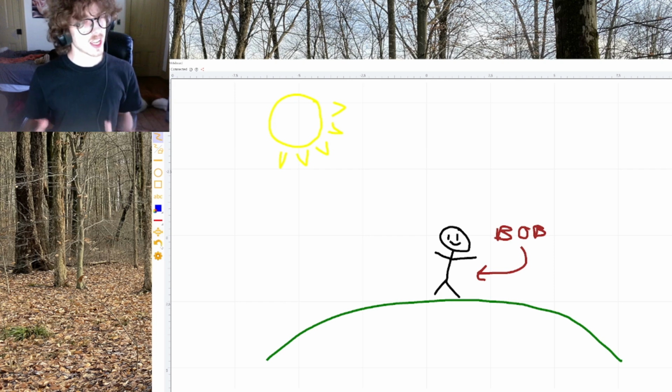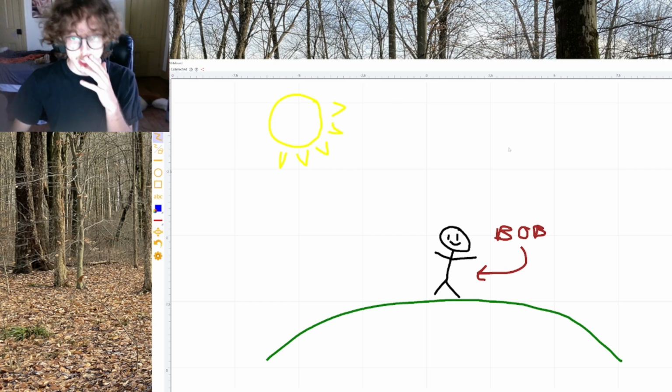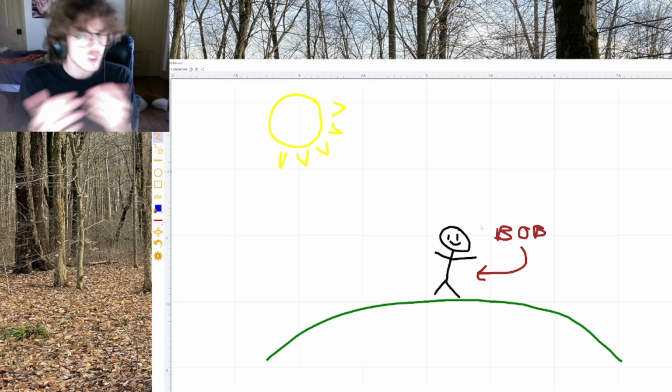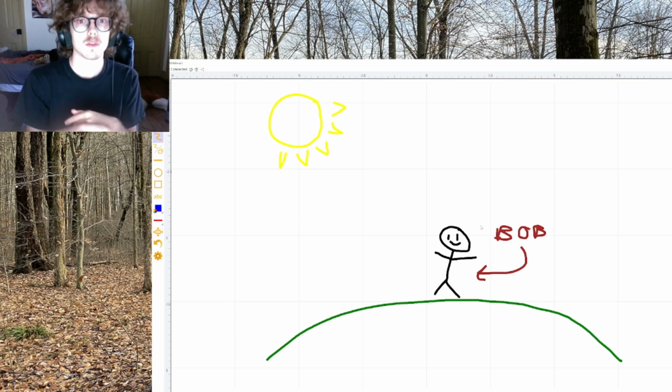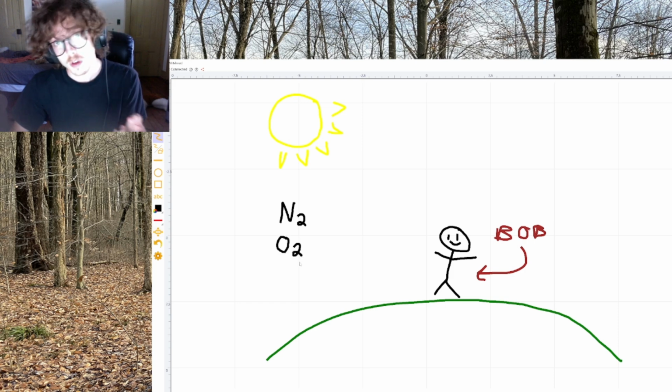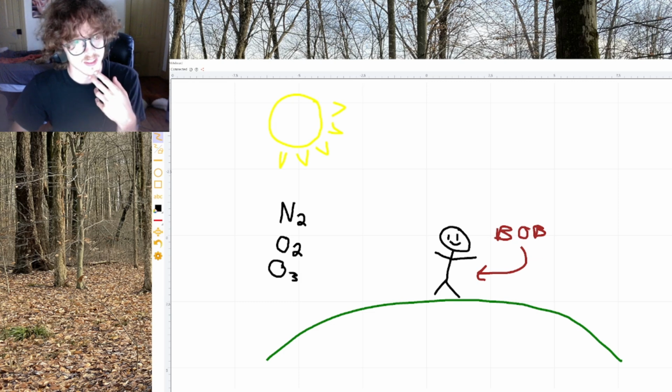Now, to understand ozone, you have to understand what the atmosphere really is. When you look in front of you and you go outside, you know there's something there. You know there's oxygen. Well, there's more than oxygen. The atmosphere is a mixture of gases, and this mixture consists of nitrogen, which is N2, oxygen, O2, ozone, which is O3, and we'll go into what that looks like in a second.